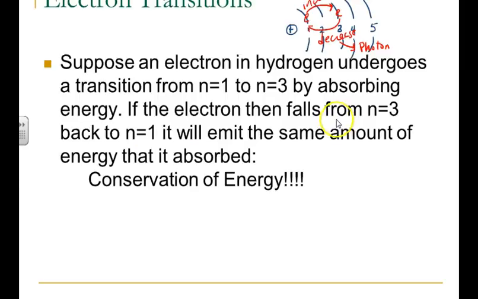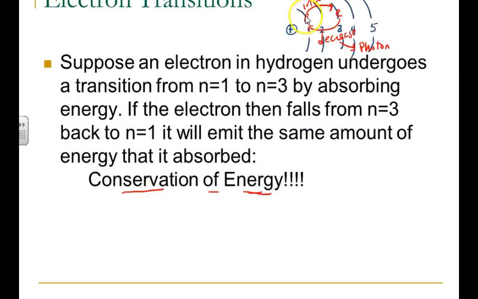So the electron then falls from 3 back to 1. It emits the same amount of energy that it absorbed. So this is very analogous to taking a baseball and throwing it up in the air and then letting it fall back down. The amount of potential energy that it gains as the ball rises is equal to the amount it loses as it falls back down to its original level. This is called the conservation of energy. This is not a new concept for us. We know that energy is conserved and mass is conserved.